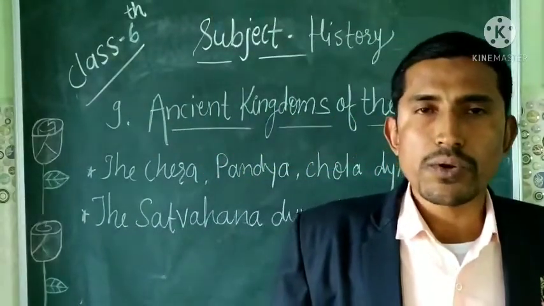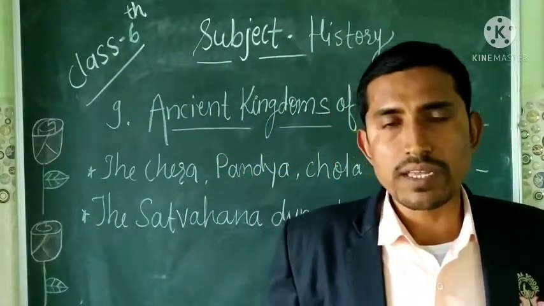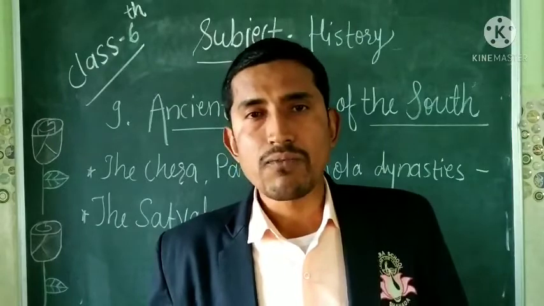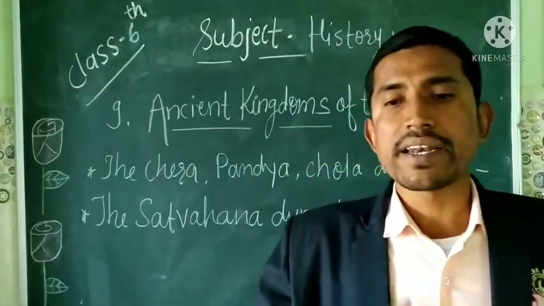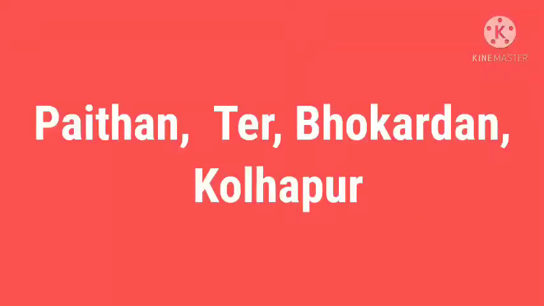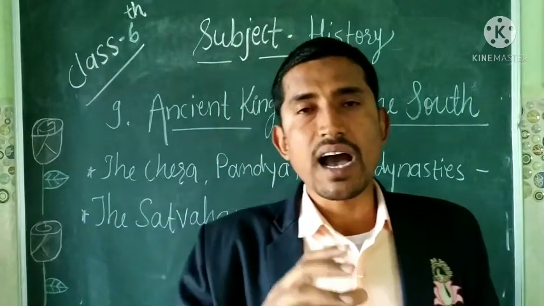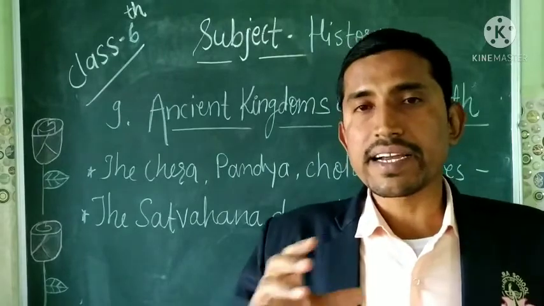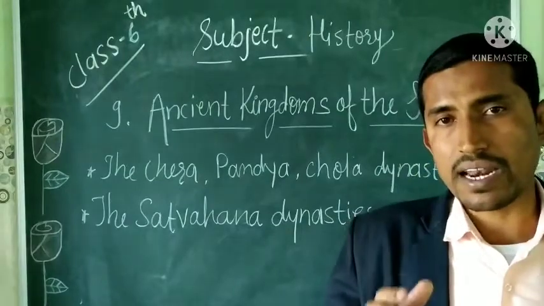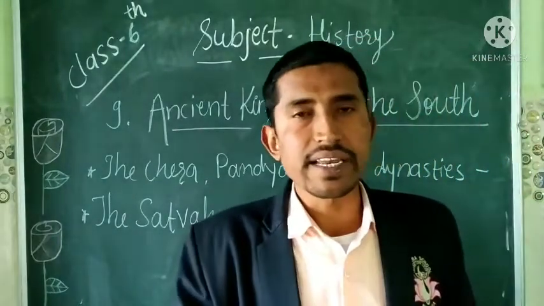So students, during the period of the Satvahana kings, trade flourished, meaning trade developed. And here they mention the names of some places, for example Paithan, Ter, Bhokardan, Kolhapur. All these places are in Maharashtra state, and they are well-known places recognized as important centers of trade during the Satvahana kingdom.